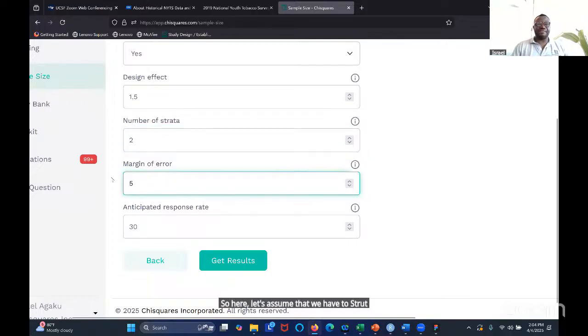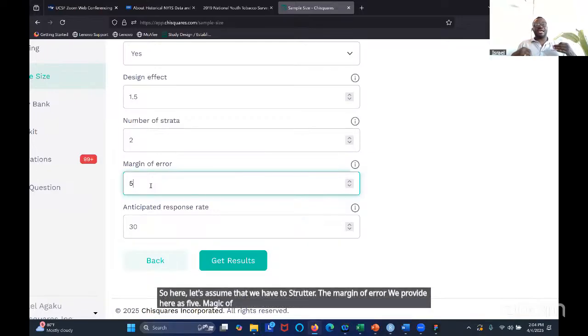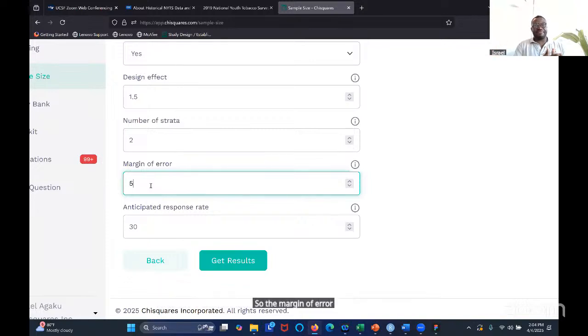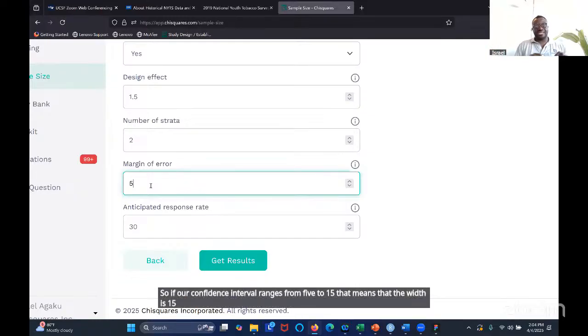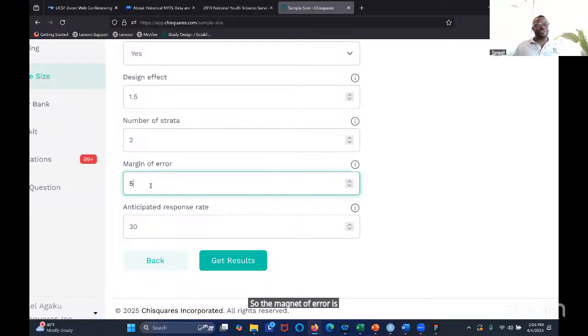The margin of error we provide here as 5. Margin of error is simply telling us how wide we want our confidence intervals to be. So the margin of error is essentially half the width of the confidence interval. So if our confidence interval ranges from 5 to 15, that means that the width is 15 minus 5, which is 10. Half of that width is 10 divided by 2, which is 5. So the margin of error is simply telling you how wide you want your confidence interval to be.